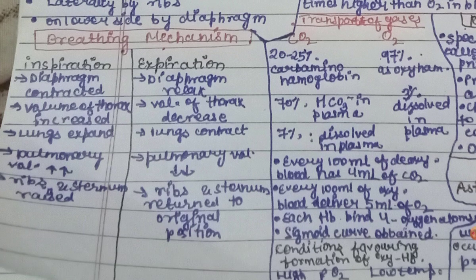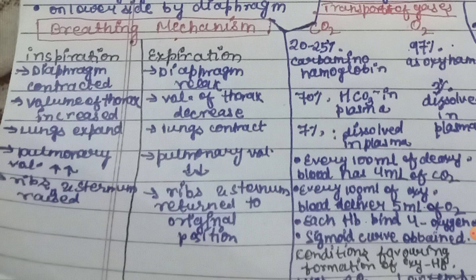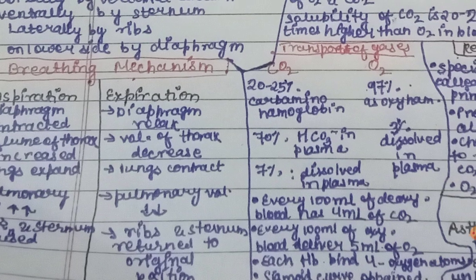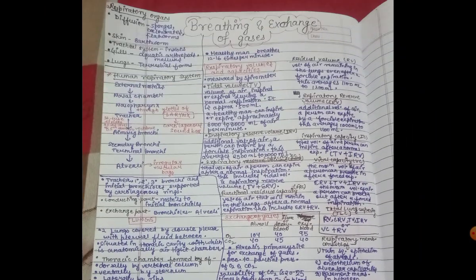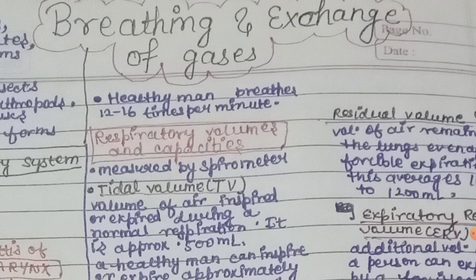Breathing mechanism. Inspiration. In inspiration, diaphragm is contracted, volume of thorax increased, lungs expand, pulmonary volume increases, ribs and sternum raised. In expiration, diaphragm relaxes, volume of thorax decreases, lungs contract, pulmonary volume decreases, ribs and sternum return to their original position. Healthy man breathes 12 to 16 times per minute.